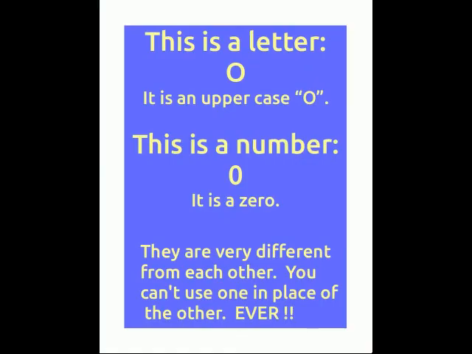The O is a letter of the alphabet, and the 0 is a number. So they can't be interchanged. You can never use one in the place of the other. It's never appropriate because they're so different. But sometimes it's hard to tell them apart.